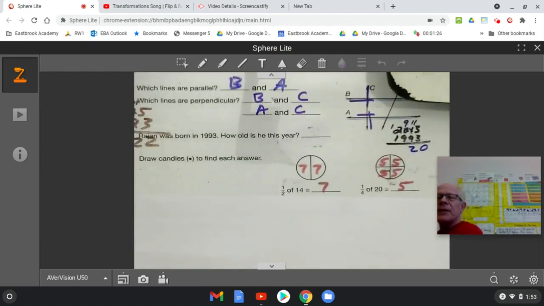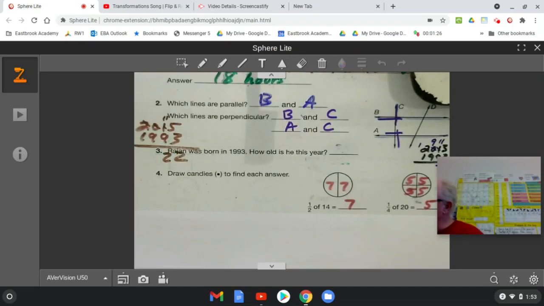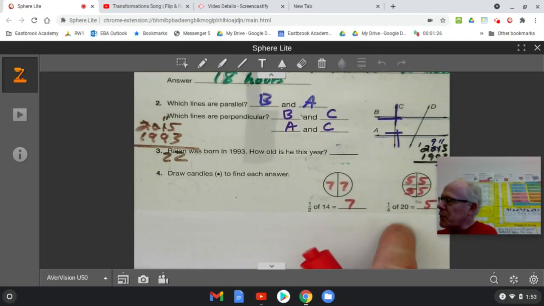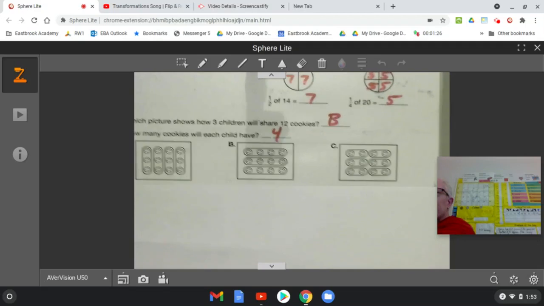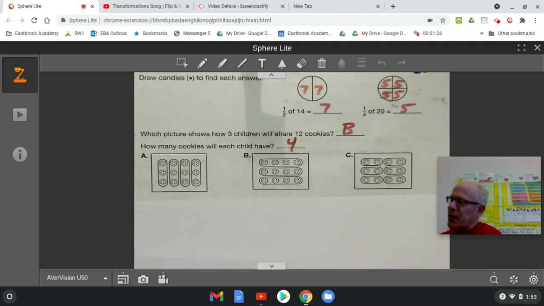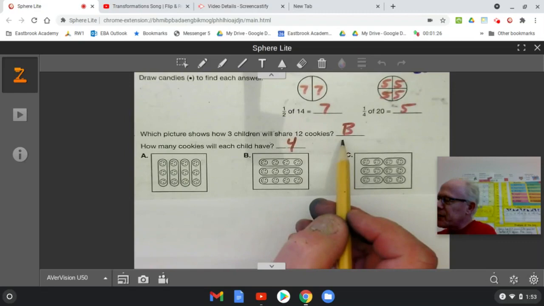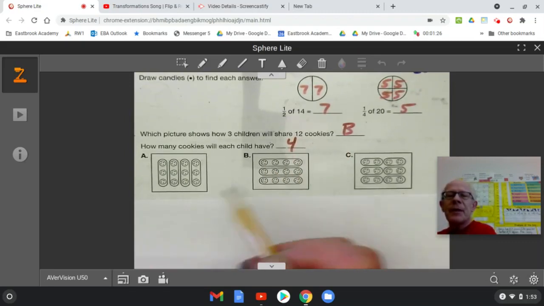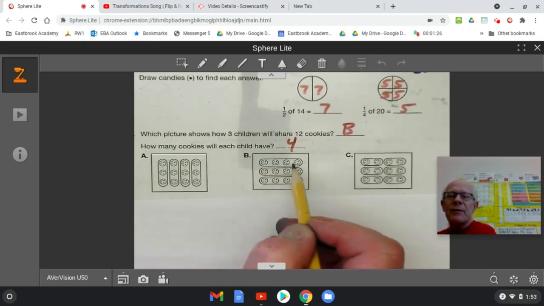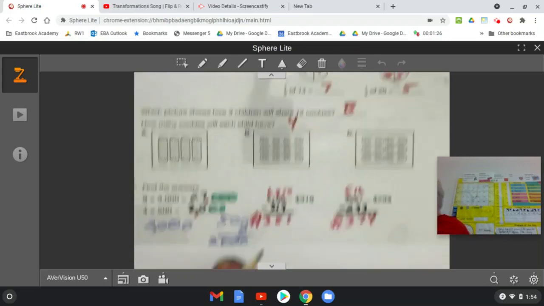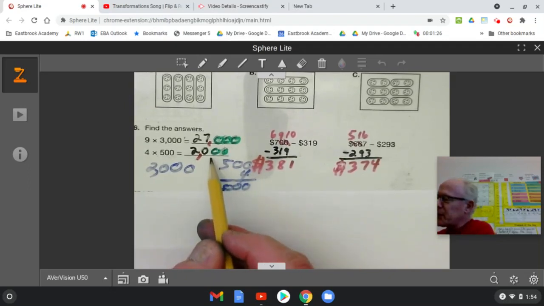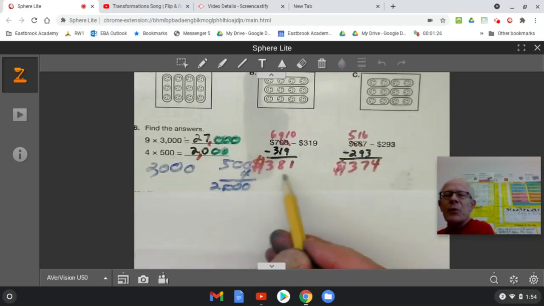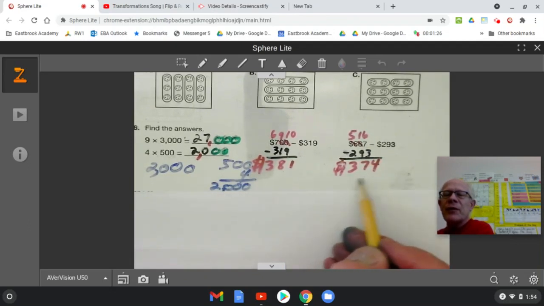Next one. This says, draw candies to find each answer. 1/2 of 14 is 7. 1/4 of 20 is 5. For this one, it says, which picture shows how 3 children will share 12 cookies? This one, B. And how many cookies will each child get? 4. And then the last one here, this answer is 27,000. This is 2,000. This is $381. And this is $374.